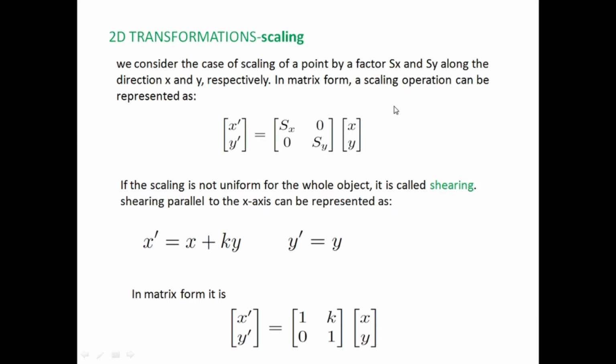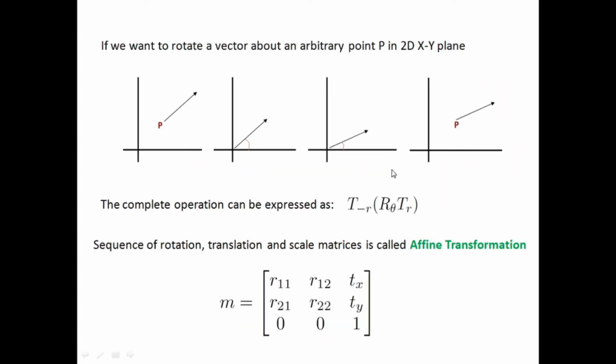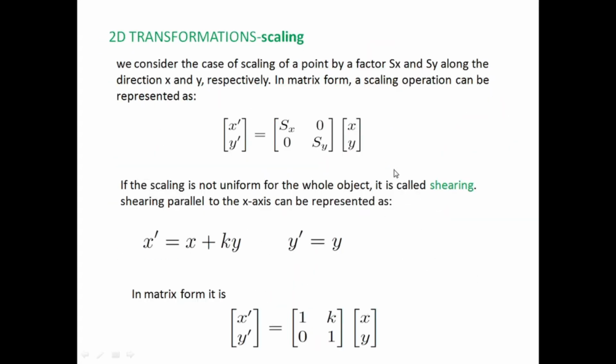Scaling means what happens here? If I am having a point that is present at 2 comma 0 initially, and I would like to scale it up by 2 units, so what will I do? My new coordinates will be 4 comma 0, right? That means I am scaling it up along the x direction. So the same case we can pursue here.